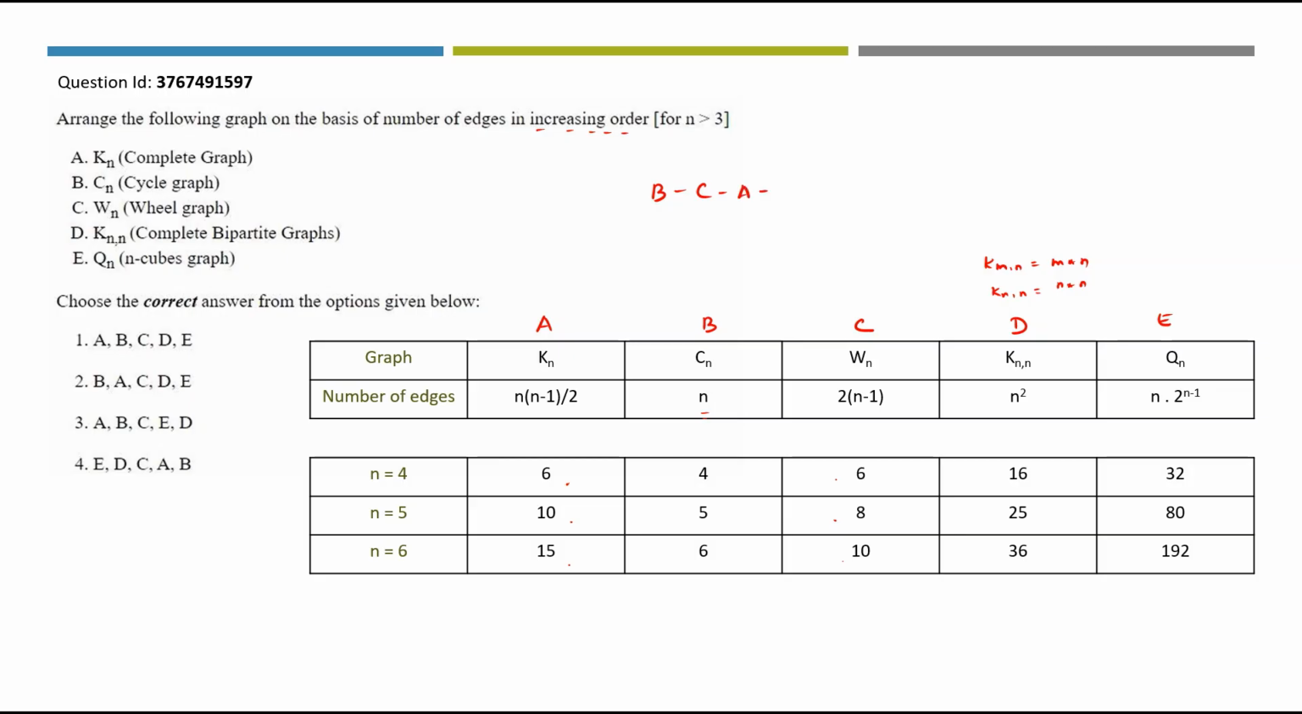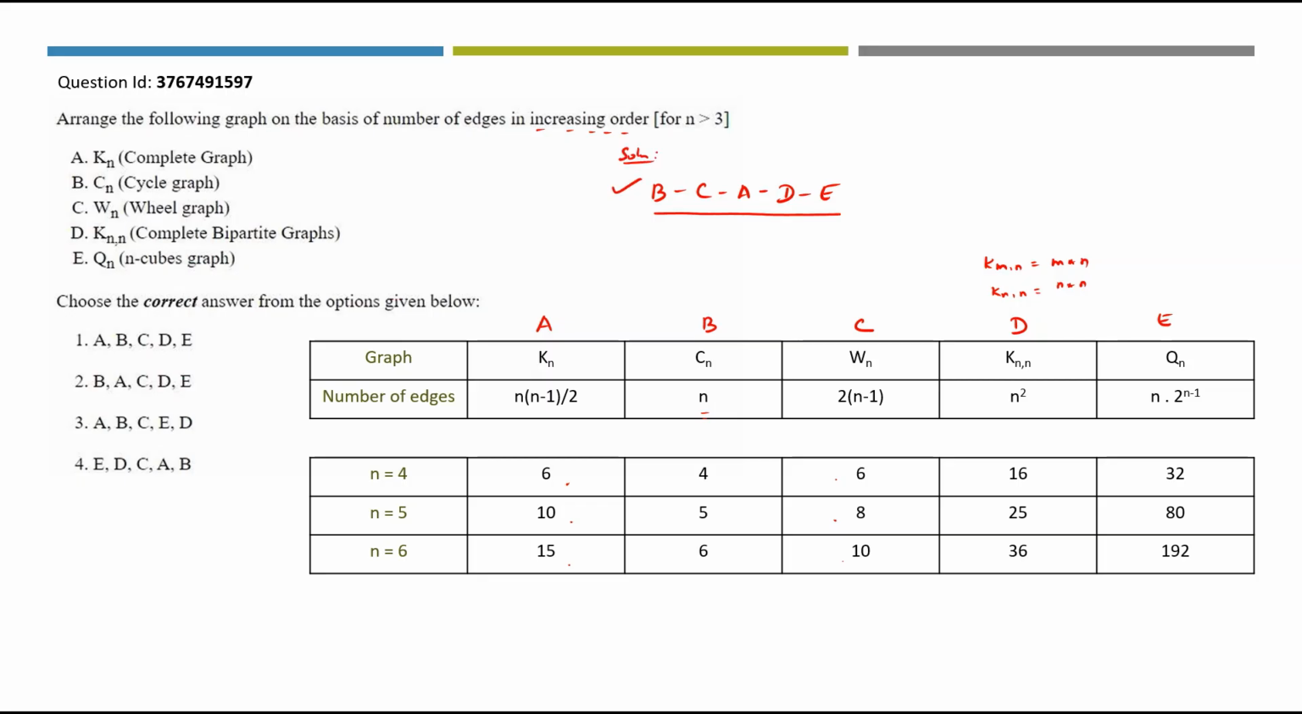What about D and E? 16, 32, 25, 80, 36, 192. So D followed by E. This will be the right order. Do we have any option with this sequence? No. That's why this question is dropped.